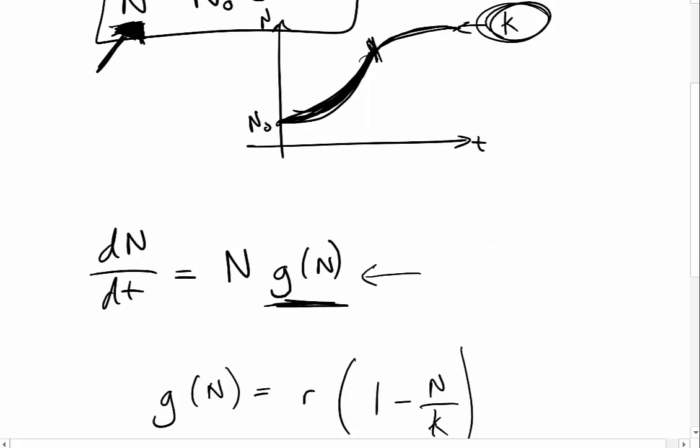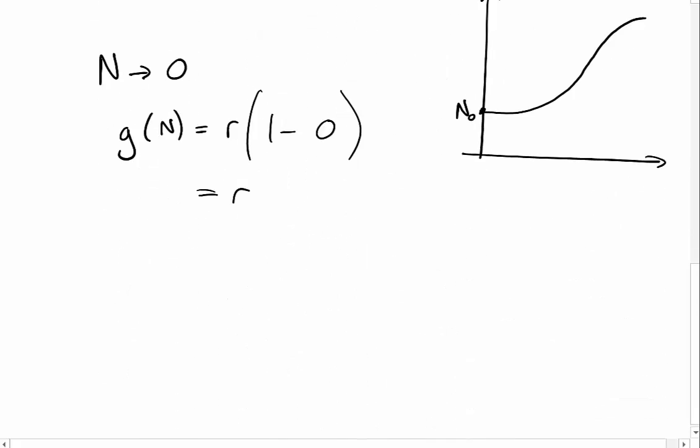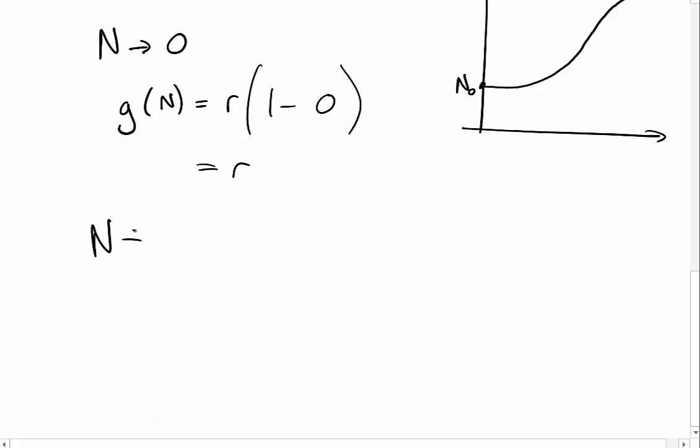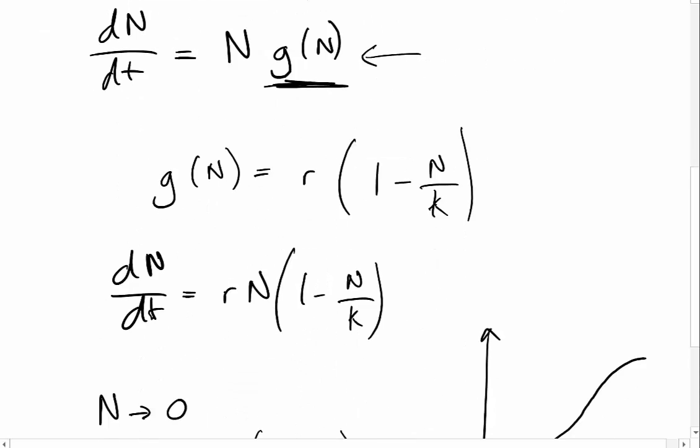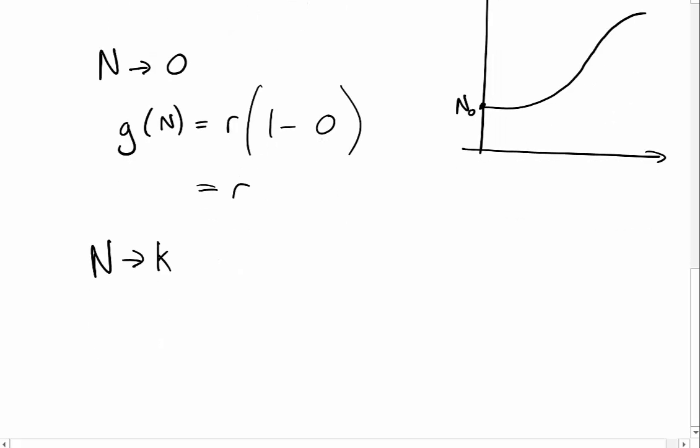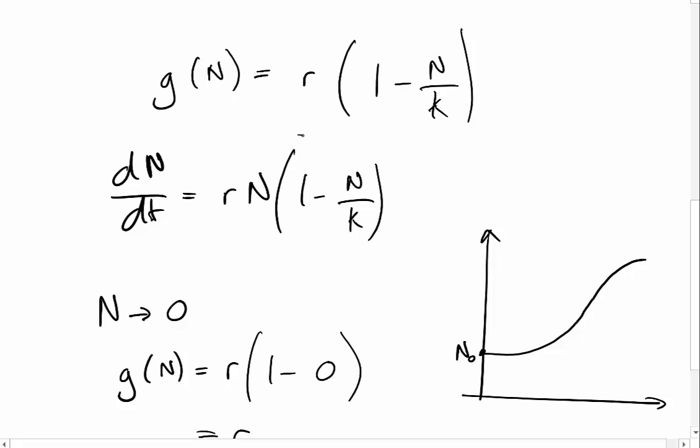But then let's look at what happens as n goes to k. So as n goes to k, we're looking at this section of the graph here, as n reaches its carrying capacity. As our population reaches our carrying capacity, we can't have any more people in our population. We physically haven't got the resources to support any more people. So as n goes to k, what do we get? Well, we get g of n.